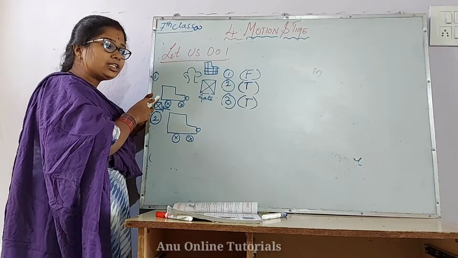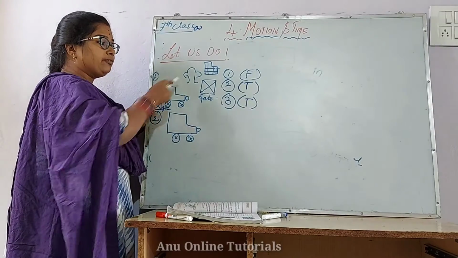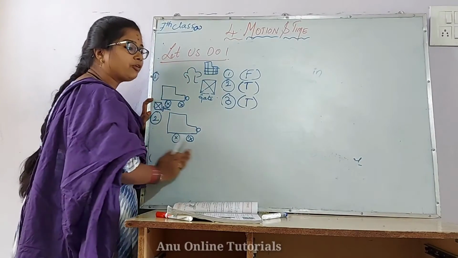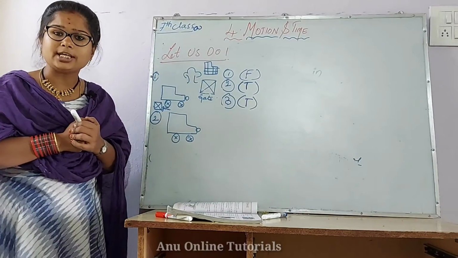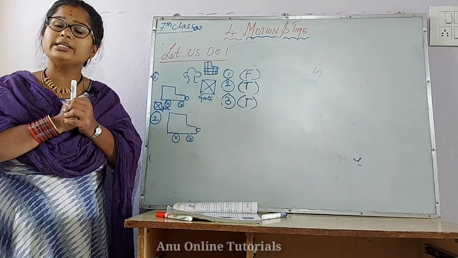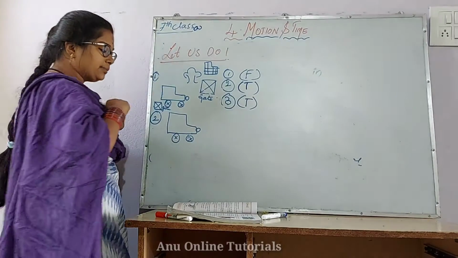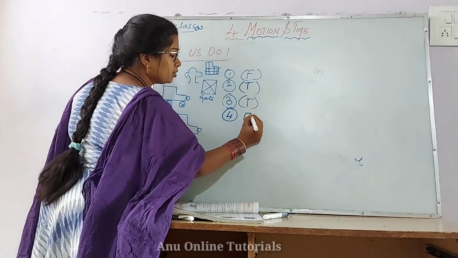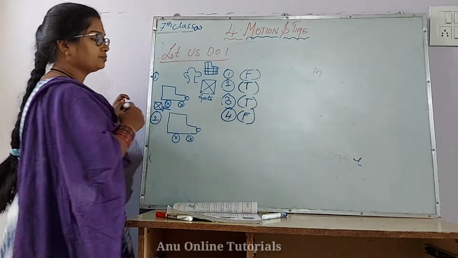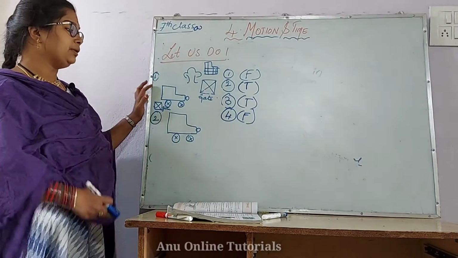Yes, there is a change. With respect to this tree, with respect to the building, it has moved forward. It has moved forward, which means there is a change in its position. Yes or no? Yes, there is a change in its position. So this statement is false. They are saying that there is no change, so it is false. So what does it mean?